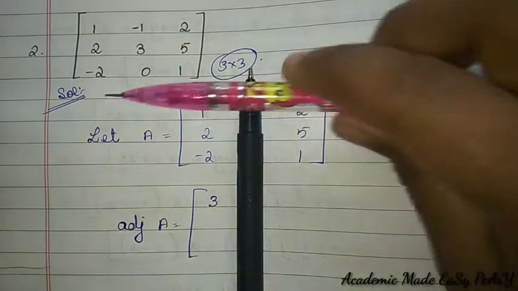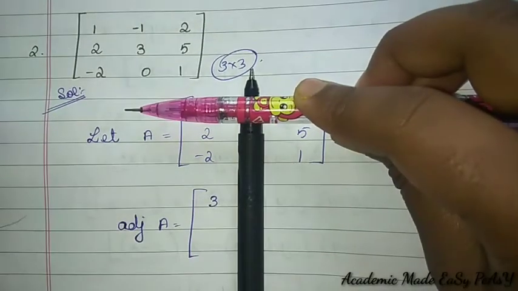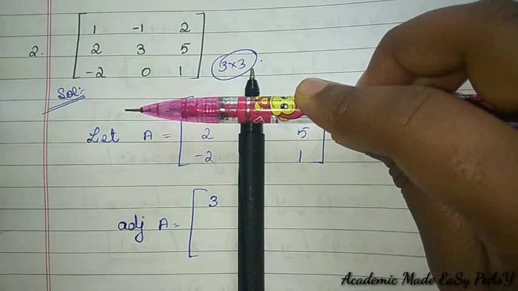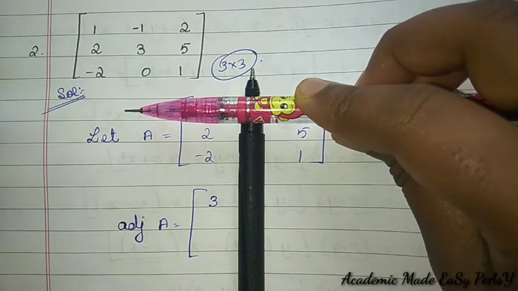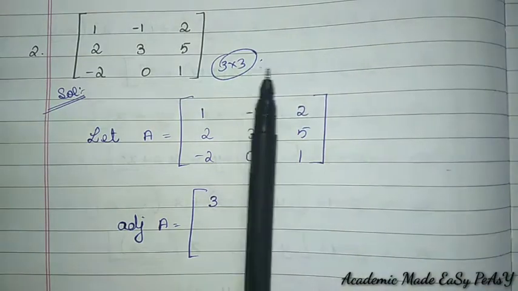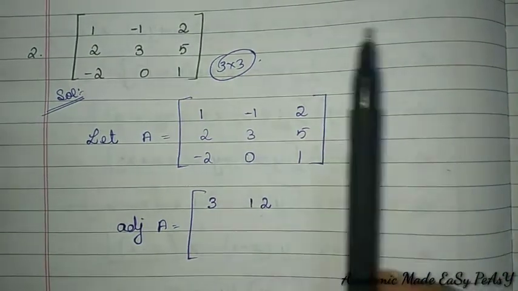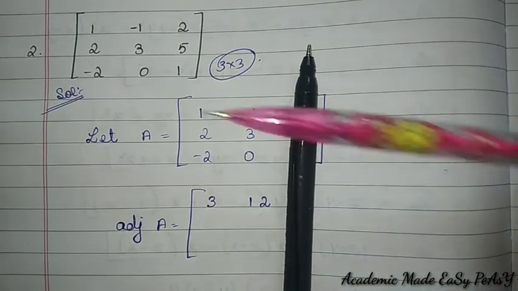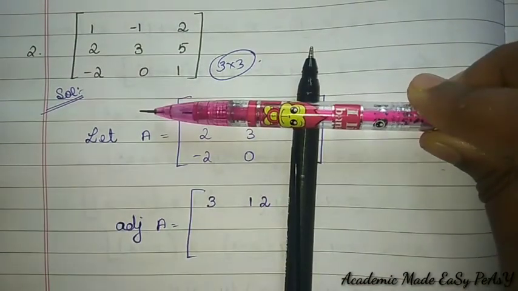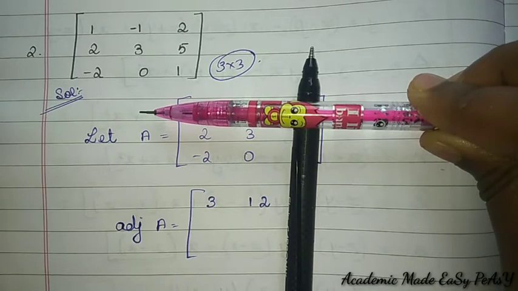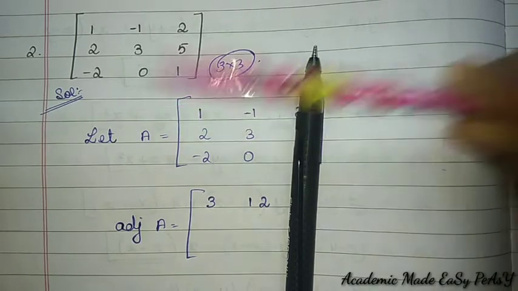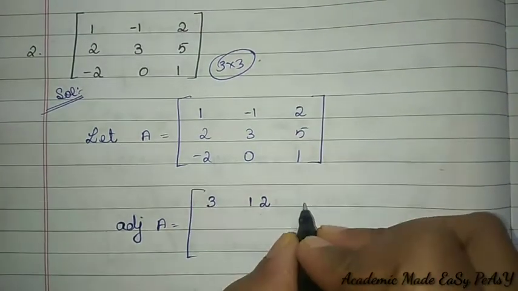Now for the second, I will be hiding these two. So 2 ones are 2 and minus of minus is plus. So 2 plus 10 is 12. This will be 12. And the cofactor for the third element in the first row will be, so 2 zeros are 0, minus of minus is plus. So 2 threes are 6, so plus 6 over here.